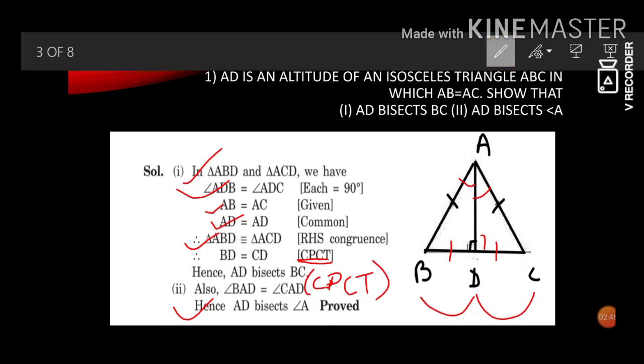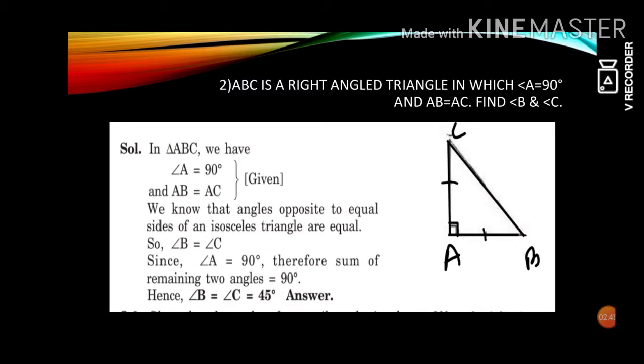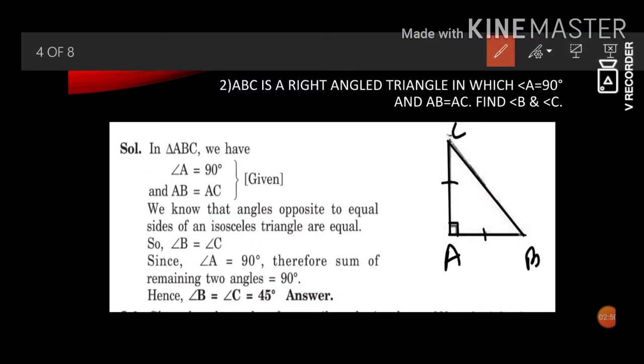Next, question number 2. We have ABC, a right angle triangle in which angle A is 90 degrees. You can clearly see it in the diagram. AB and AC are equal. Find angles B and C. So here we know that triangle ABC is a right angle triangle at A, that is, angle A is 90 degrees, and AB is equal to AC.